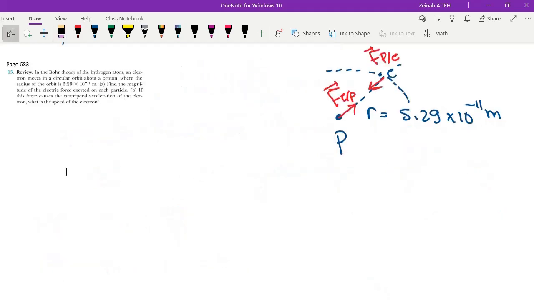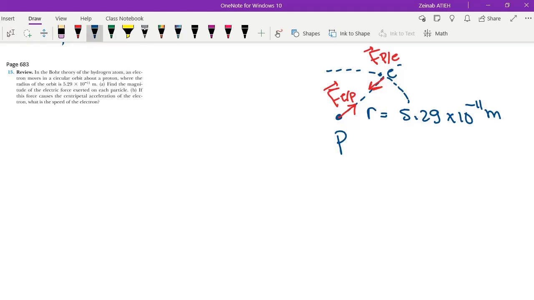Now problem 15, page 683. In the Bohr theory of the hydrogen atom, an electron moves in a circular orbit about a proton where the radius of the orbit is 5.29 times 10 to the power minus 11 meter. Find the magnitude of the electric force exerted on each particle. If this force causes the centripetal acceleration of the electron, what is the speed of the electron? So we have to find the electric force acting on each of the proton and the electron, and then we have to find the speed of the electron.